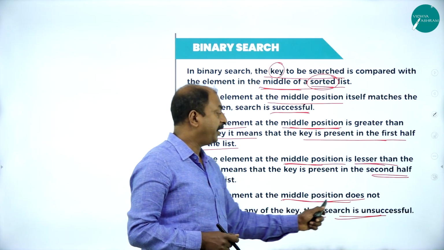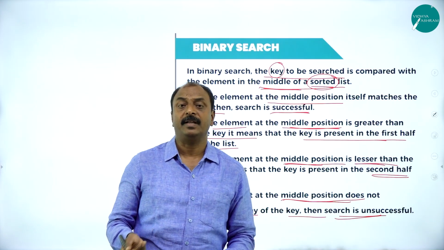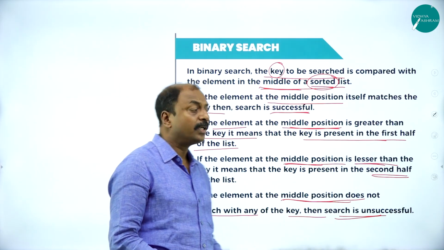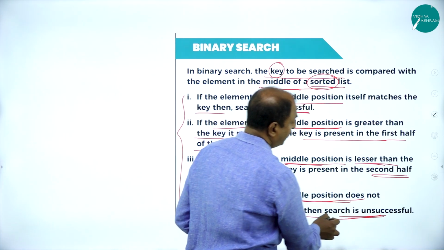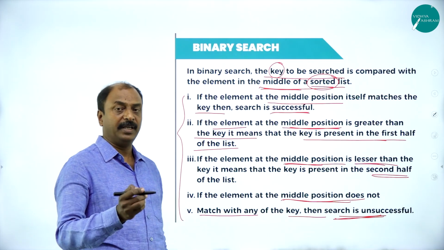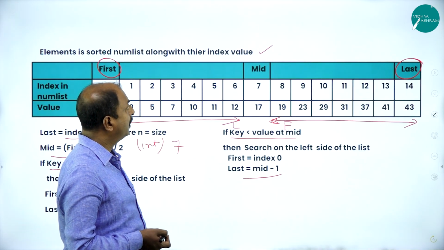If the middle element, in all the cases, doesn't match with the key value we are looking for, then we have to say that the search is unsuccessful. The element is not present in the given list. So this is the algorithm definition for binary search.